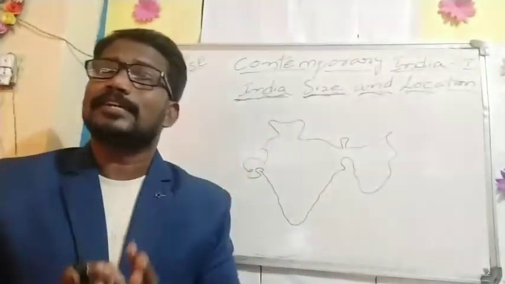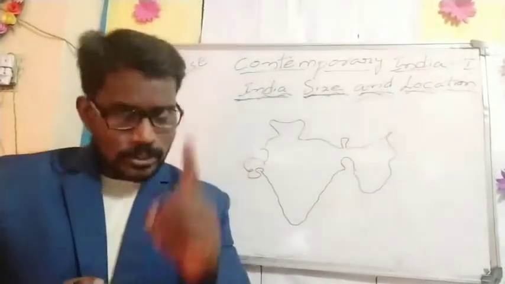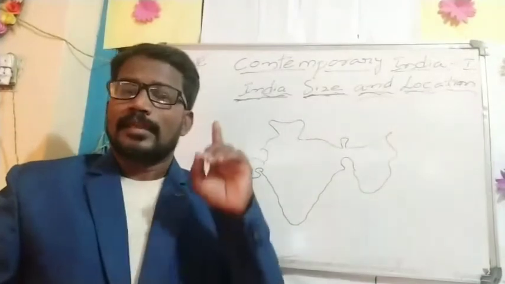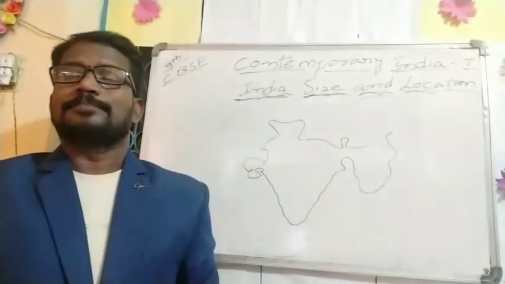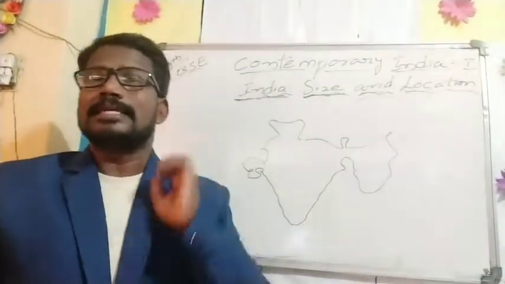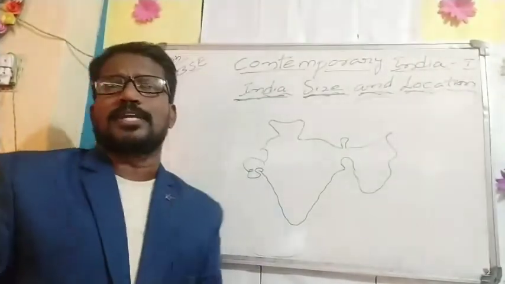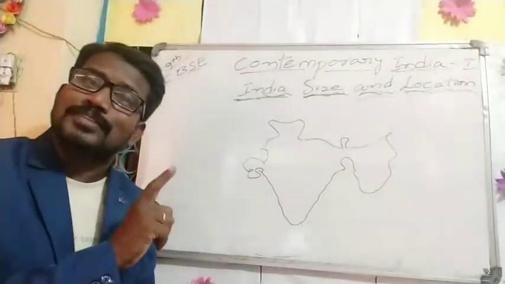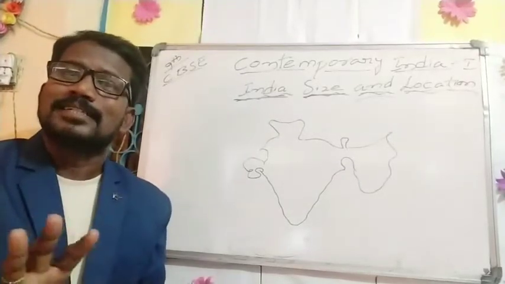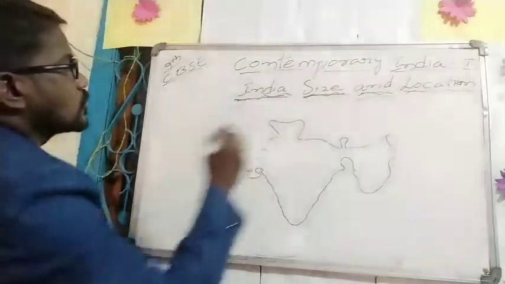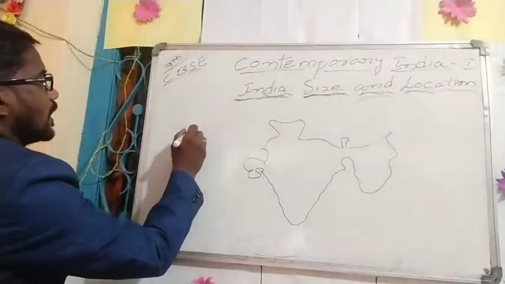How can we identify the location? Through the latitudes and longitudes. So you should not forget it. Then India's location completely: India lies entirely in the northern hemisphere. We should not simply read it, we can prove that. India is completely situated in the northern hemisphere.